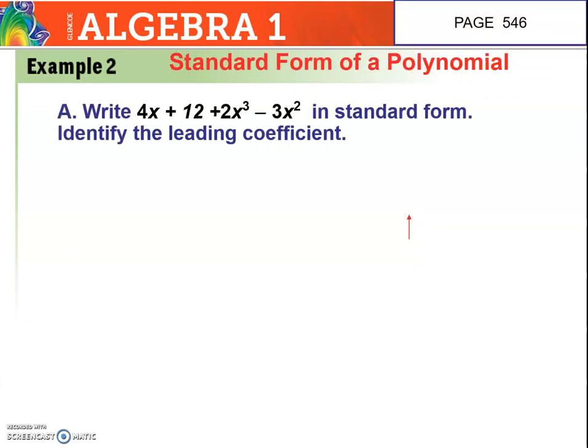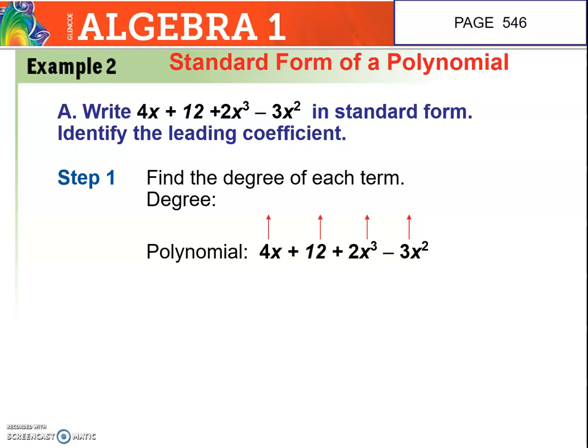Now let us write polynomials in standard form. Writing polynomials in standard form, you have to find the degree of each term. That is our first step. So the same question written down, writing the degree. 4x has a degree of 1, 12 has a degree of 0, 2x exponent 3 has a degree of 3, and negative 3x squared has a degree of 2.